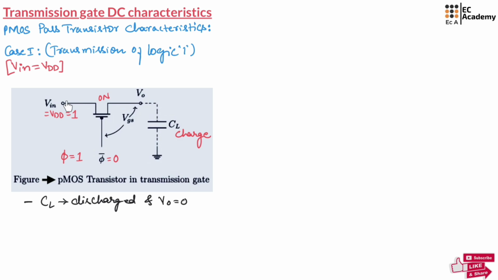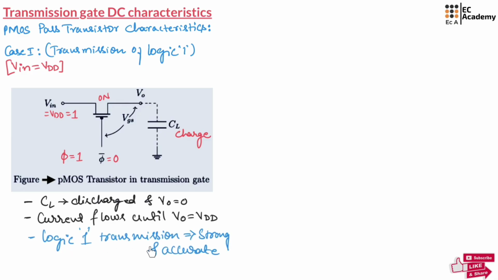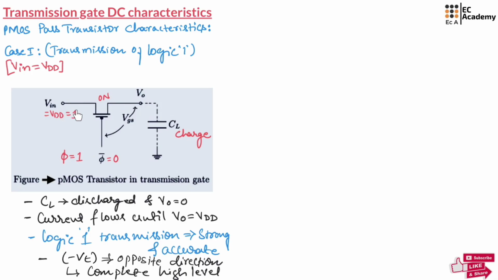Here, the current flows between input and output until the output voltage will be equal to VDD, which means the transmission of logic 1 is strong and accurate. So logic 1 is very strong and accurate since PMOS can fully pass VDD to the output, because it has a negative threshold voltage which works in the opposite direction and allows a complete high level. Hence, complete VDD is transmitted to the output voltage V0.